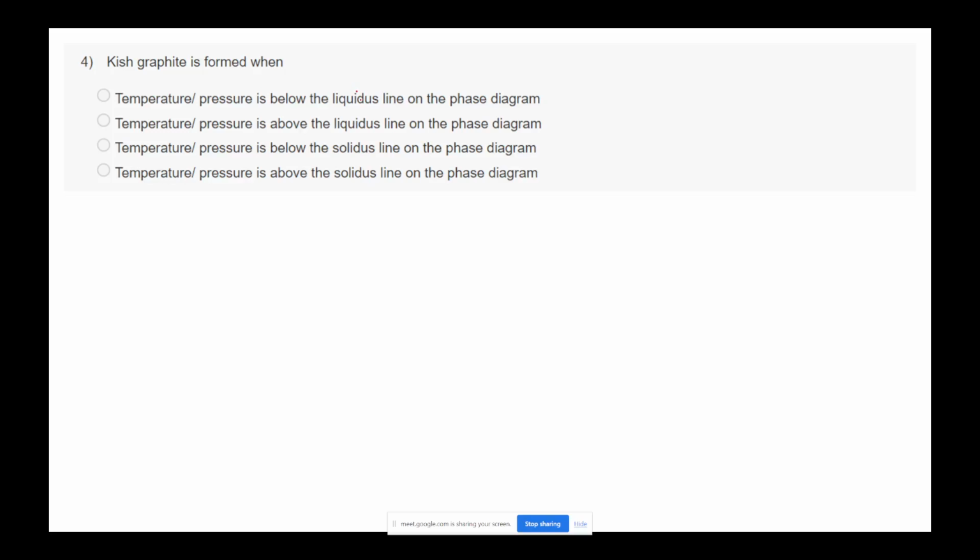So if you know this phase diagram. In the last lecture, I have shown you the phase diagram for carbon, and there I also introduced what is the liquidus line and what is the solidus line.